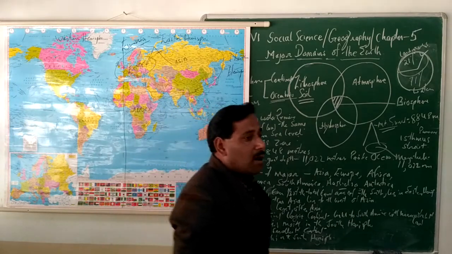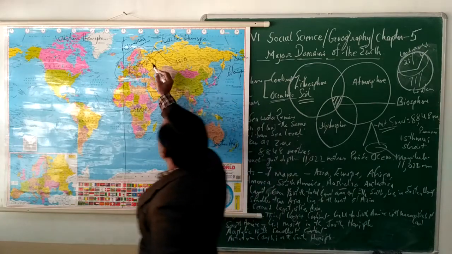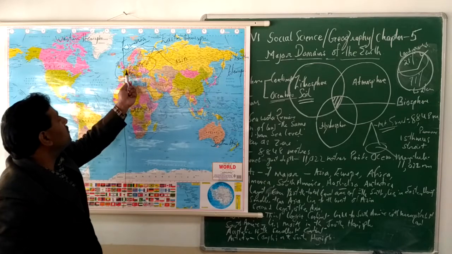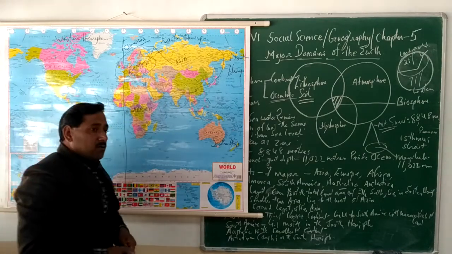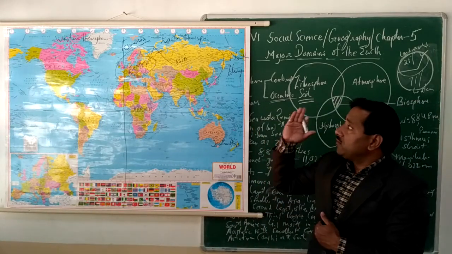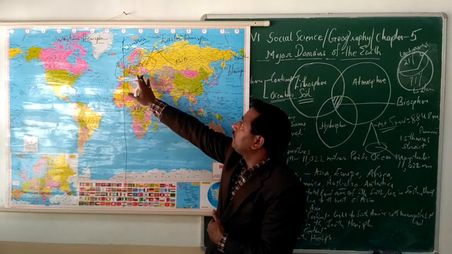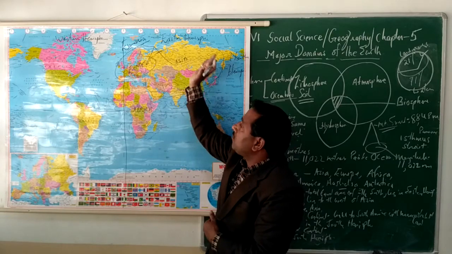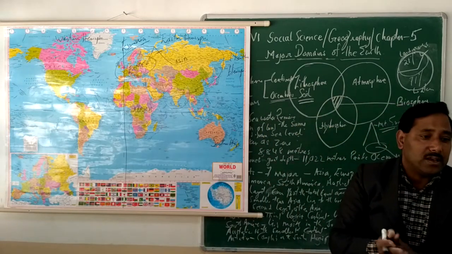Now let us talk about Europe. Europe is smaller than Asia. If you see, in comparison to this, Europe is smaller than Asia. Now, the continent of Europe lies to the west of Asia. So, direction wise, Asia is on the eastern part and Europe is on the western part.